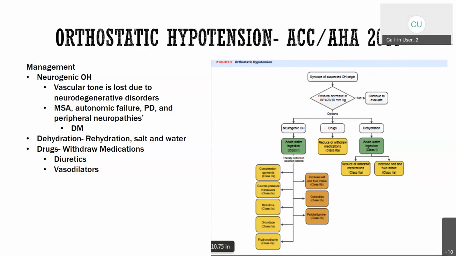The other things are the same things that we talked about for vasovagal. So using counter pressure measures or using compression stockings, midodrine, those are class 2 indications to be used in orthostatic hypotension. And obviously take them off of the diuretics. So if someone is taking Lasix or Bumex or hydrochlorothiazide at home, you can hold those medications while we're managing it to see if that helps.